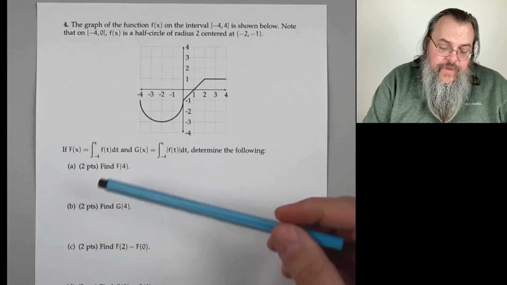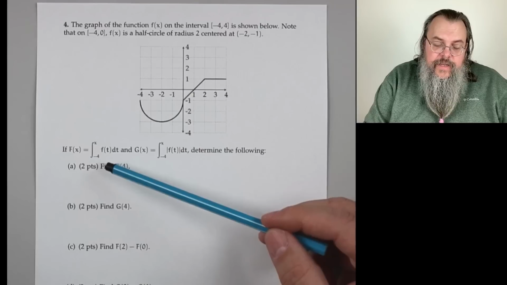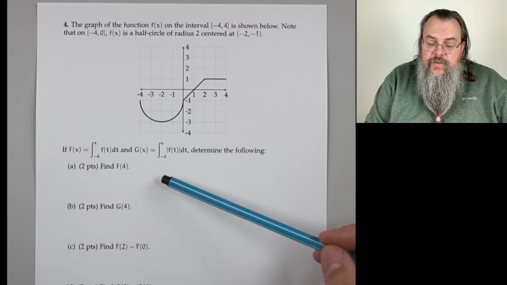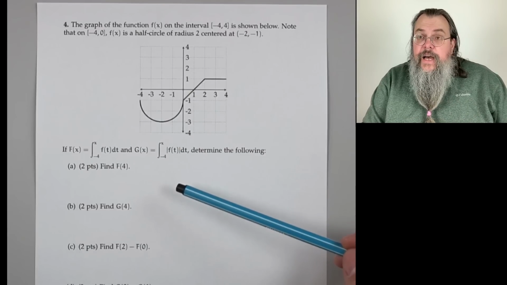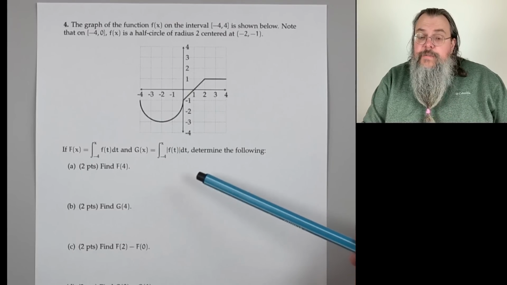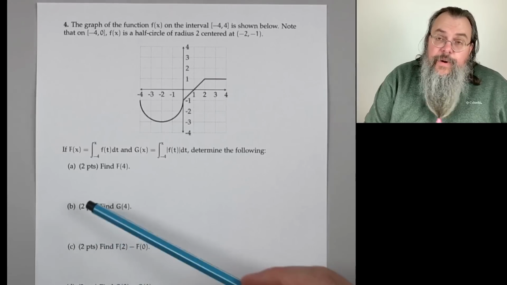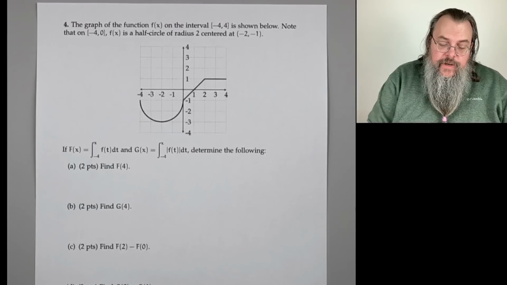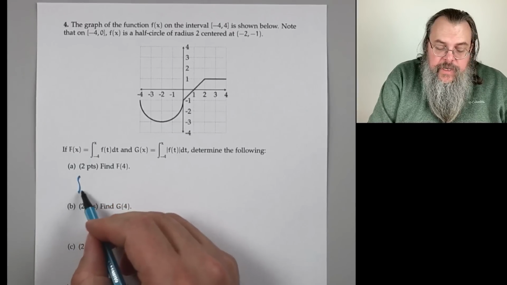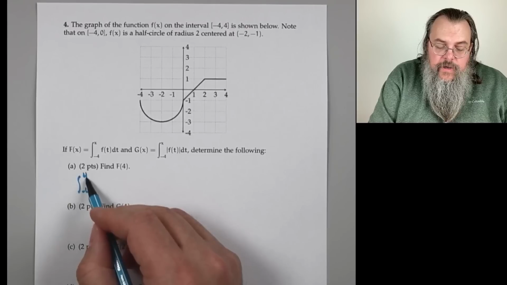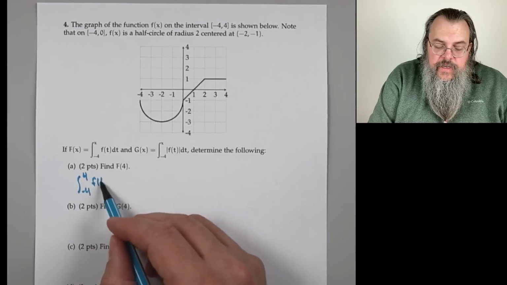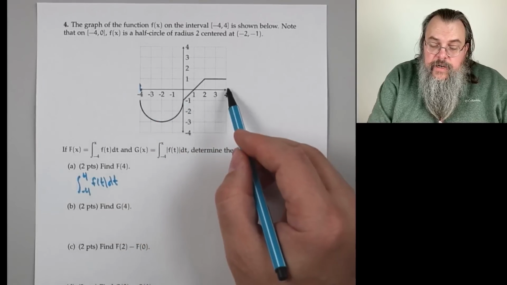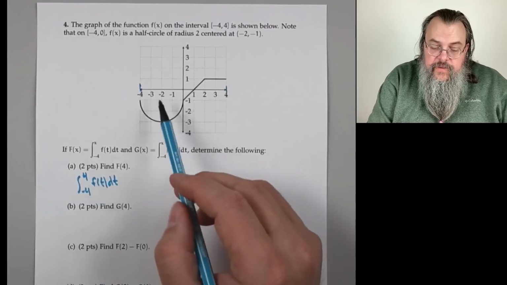All right. If f of x is the integral -4 to x of f of t dt, and g of x is the integral -4 to x of absolute value f of t dt, determine the following. All right, so part A. So find f of 4. Okay, so this is, we're going -4 to 4 of f of t dt. Okay, so we come up to our picture, we're going -4, +4, and we just need to do some counting.